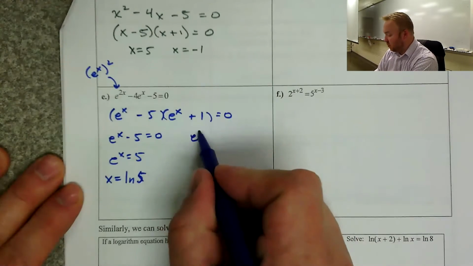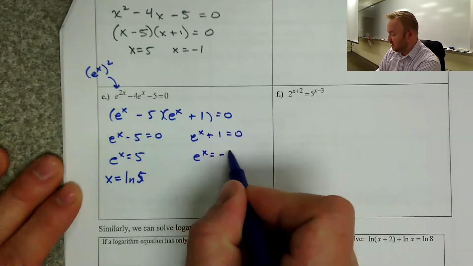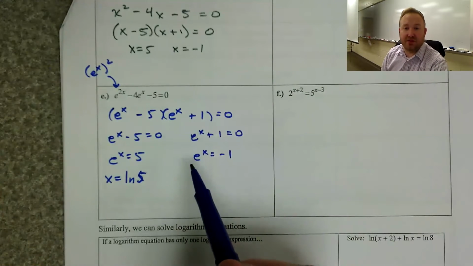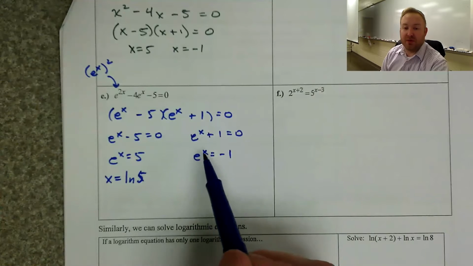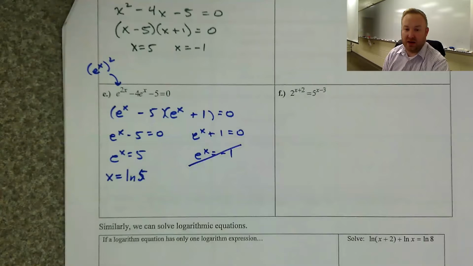Now with this other one, e to the x plus 1 equals 0. That means e to the x equals negative 1. And here's the thing, e is a positive number. There's no way you can raise a positive number to any exponent and get a negative answer. So e to the x can't equal negative 1.